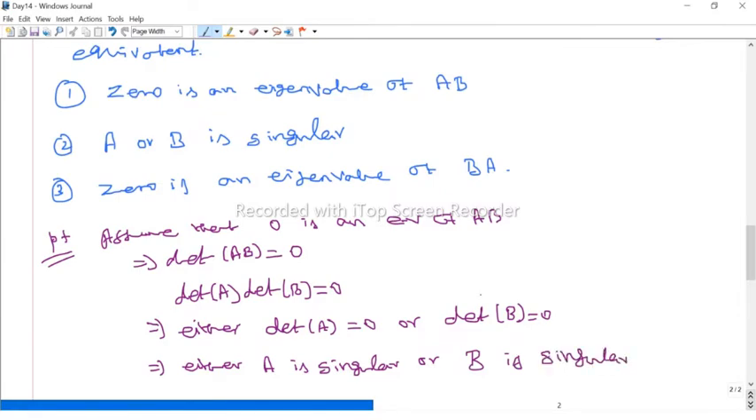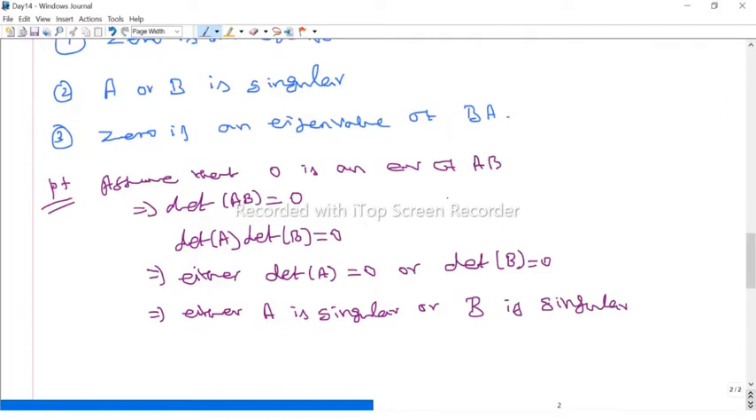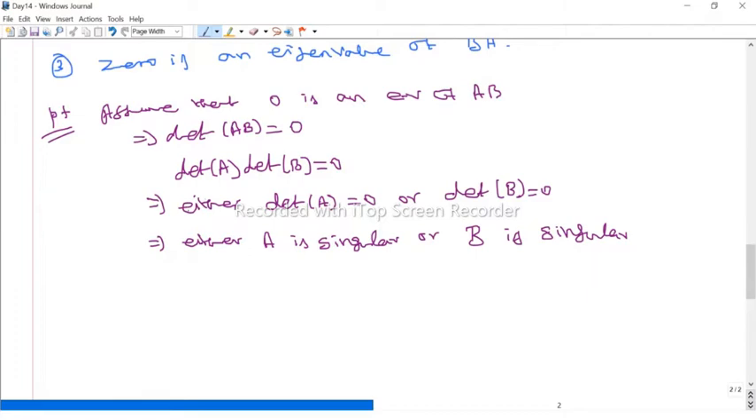Now we proved 2. If you assume 0 is an eigenvalue of AB, then either A or B is singular. Now assume that either A is singular or B is singular, then we can easily show that 0 is an eigenvalue of BA. To prove 0 is an eigenvalue of BA, it is enough to prove that the determinant of BA is 0, because the product of the eigenvalues is nothing but the determinant. Now we prove the second statement implies the third statement.